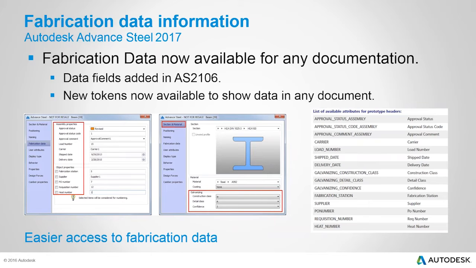So now they've created new documents and new tokens so that you can show these properties in any type of document you wish. There's a whole raft of new tokens, as you can see in the list on the right, and you'll be able to use those tokens in drawing title blocks, in your bills of materials, in labels, or anywhere else that you can typically use tokens. And all of those properties are now available to you throughout the documentation.